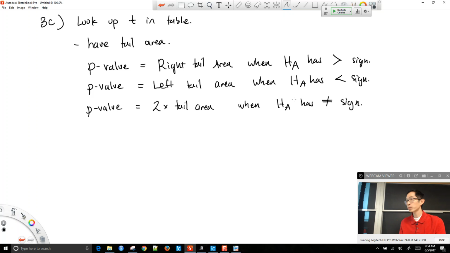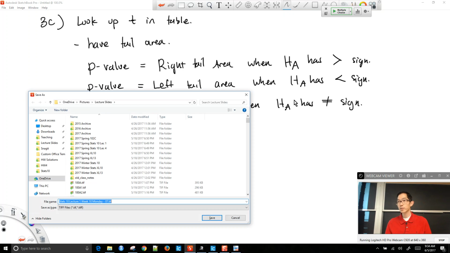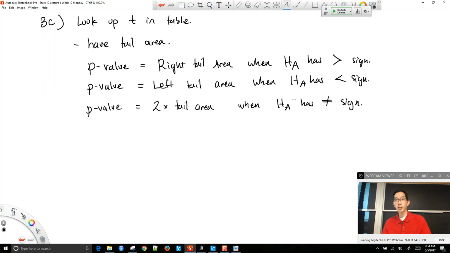I'm hoping this part sounds very familiar, okay? Because these are pretty much the same rules that we used when we were dealing with proportions and the z-table. It's just the way we use the table is different, right?